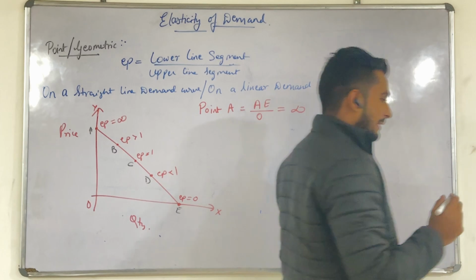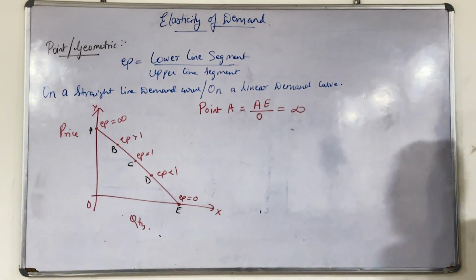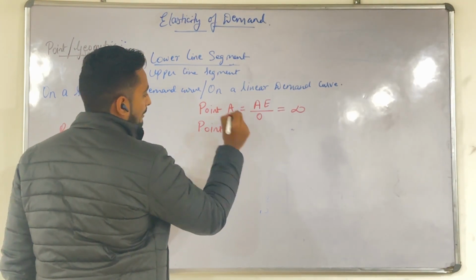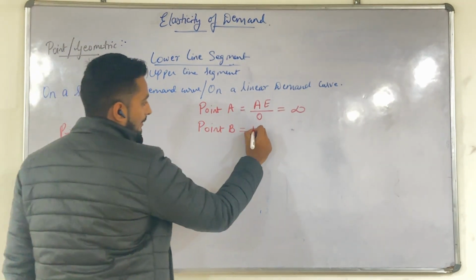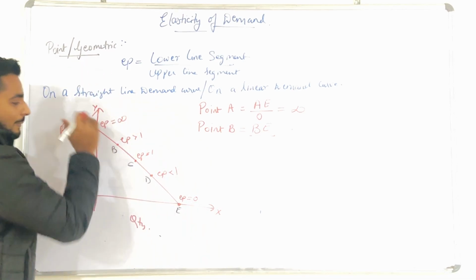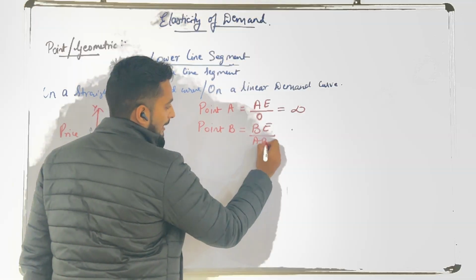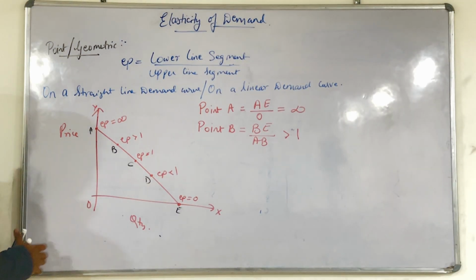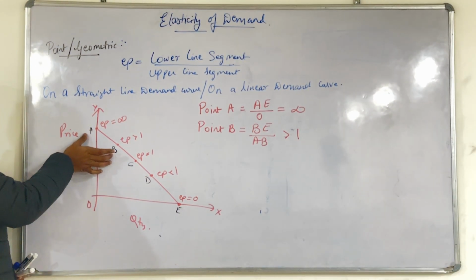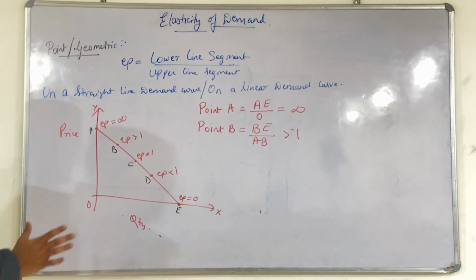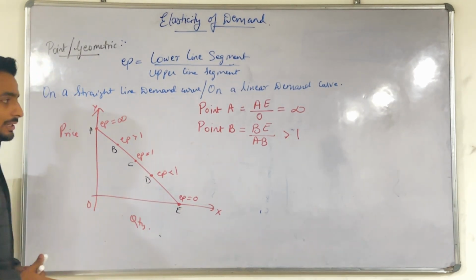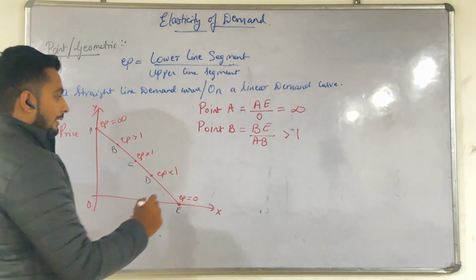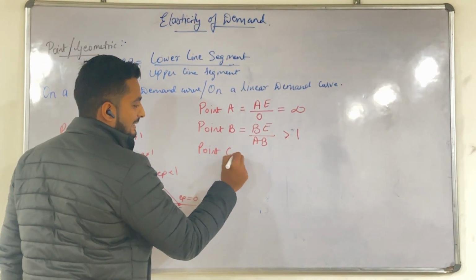Then you have point B. At point B, the lower is BE, upon the upper, which is AB. The distance of BE is more than the distance of AB. The distance of AB is less than the distance of BE. So we can say that BE is more than AB, so it is more than 1. That is elastic.